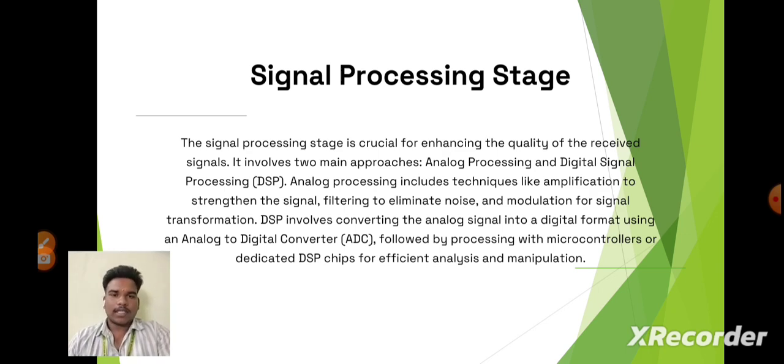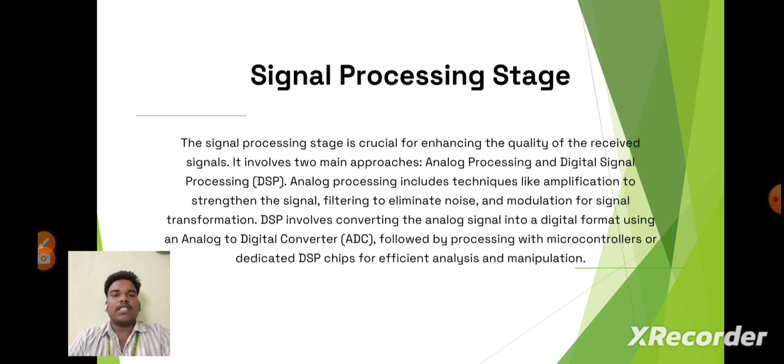Amplification means, as I have already said, to increase or decrease the signals according to the output that will be used by the user. And modulation for signal transformation is a very crucial step in the signal processing stage. This is the main step in the signal processing stage.